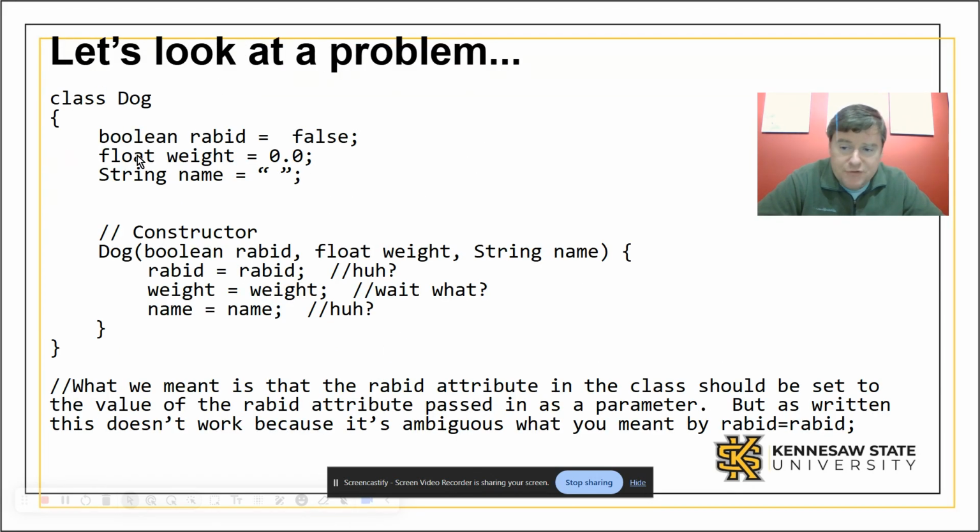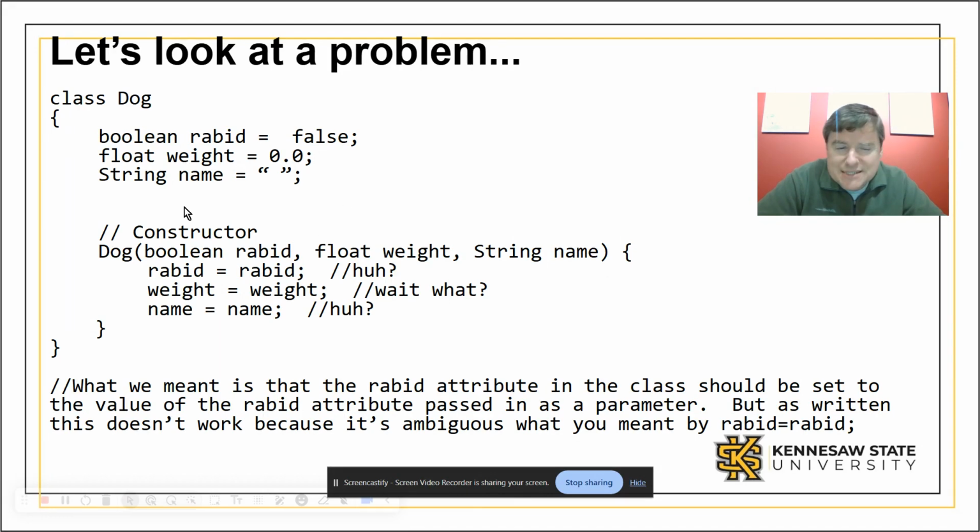Class dog. We have our rabbit, we have our float, and we have our name. And then we have a constructor. And in the constructor, we decide that we're going to allow them to set all 3 of them. So logically, we say dog, which is the name of the constructor, and then in parentheses, we write Boolean rabbit because we want to take in a rabbit, float weight because we want to take in a weight, and string name because we want to take in a name. So far, all is good.